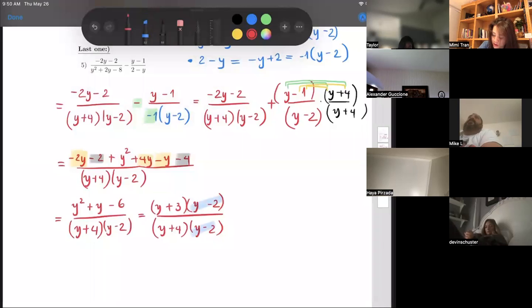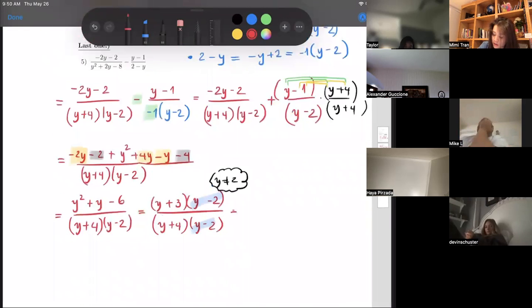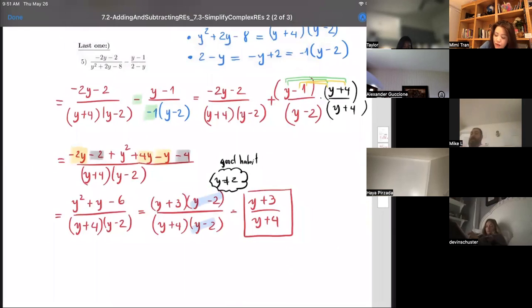So as long as y cannot equal 2, right? And again, it's just a good habit, because if y equals 2, that means there's a 0 in the bottom. So y plus 3 over y plus 4 is your final answer. Good habit. That means I'm not requiring you to put it on the exam.